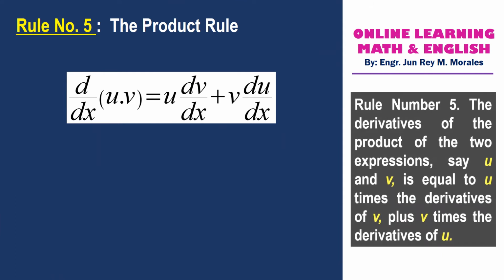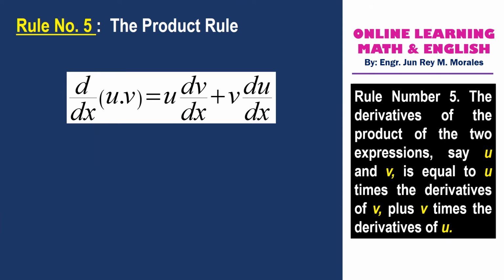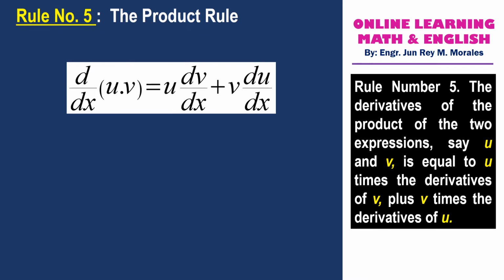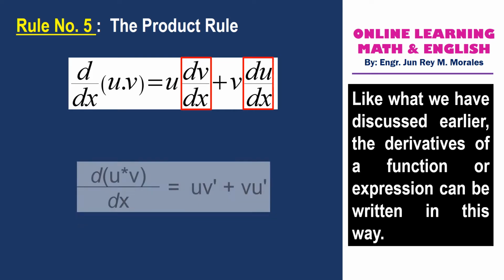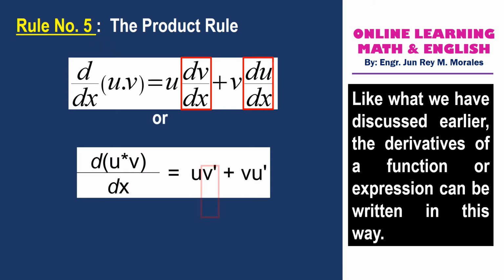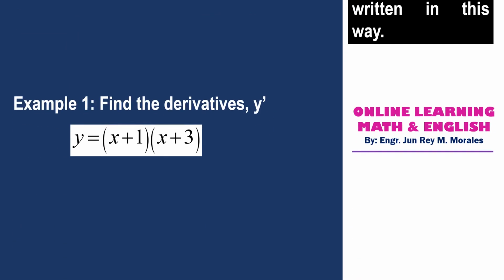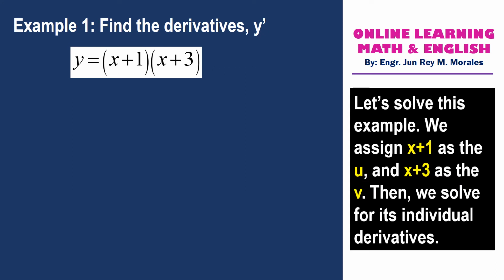Rule number 5. The derivative of the product of the two expressions, say u and v, is equal to u times the derivative of v plus v times the derivative of u. Like what we have discussed earlier, the derivative of a function or expression can be written in this way. Let's solve this example. We assign x plus 1 as the u and x plus 3 as the v. Then, we solve for its individual derivatives.